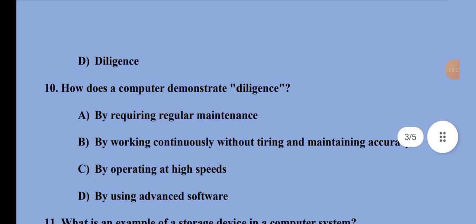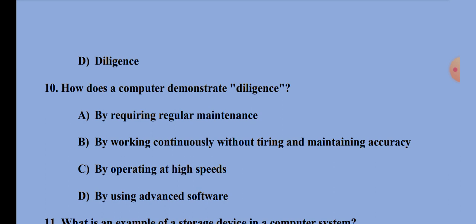Moving to our next question. How does a computer demonstrate intelligence? What is actually diligence? Question number 10. Option A, by requiring regular maintenance. Option B, by working continuously without tiring and maintaining accuracy. Option C, operating at high speeds. Option D, by using advanced software.